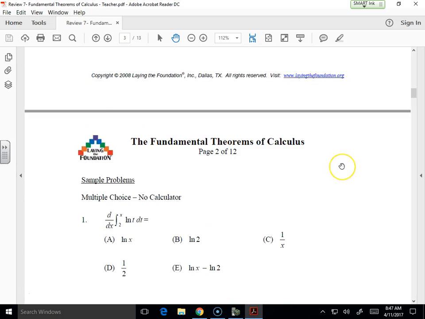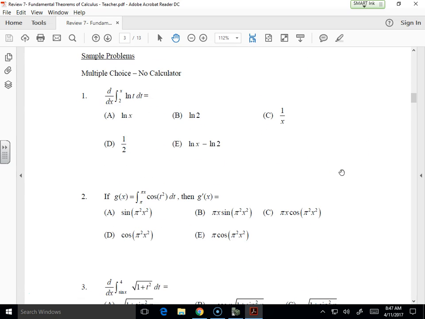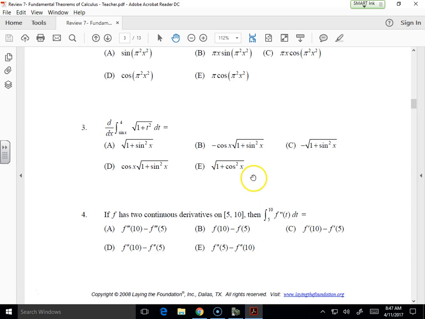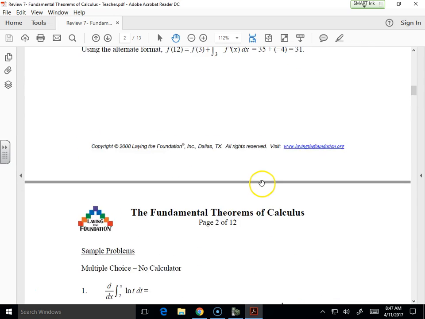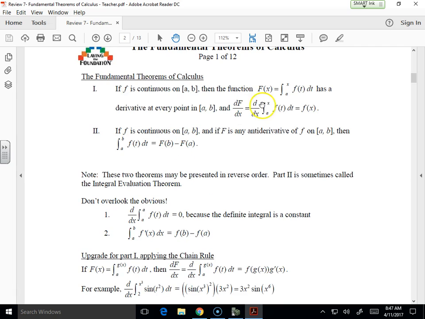Okay, so with that, where have you guys gotten stuck? How'd you do on number 1? FTC part 2 says the derivative from A to X of anything is just f of X. So it's letter A. See why? If you're taking the derivative from A to X of f of t, the answer is just the integrand with X plugged in. That's it. So you would just ignore A? Yeah. As long as A is a number, you're allowed to just go straight with the formula. A can be 2, A can be -1, A can be a million, doesn't matter.